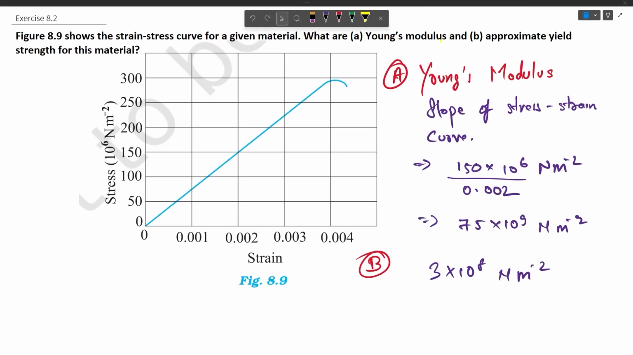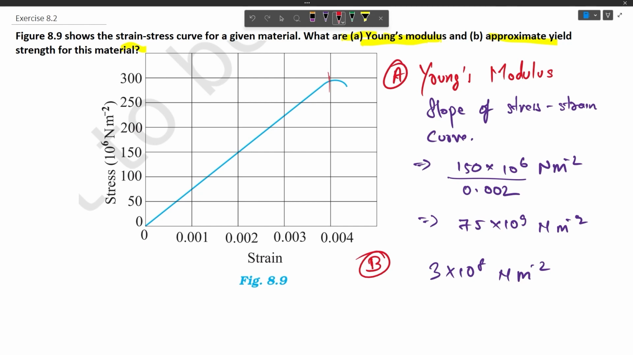The question says that figure 8.9 shows the stress strain curve for the given material. What are the Young's modulus and approximate yield strength of this material? So by definition, we know that Young's modulus is the slope of the stress strain curve under elastic limit, and we see that the elastic limit is somewhere over here. Now we can take the slope from any part of this plot before this point, that is 3 into 10 to the power 8 Newton per meter square.